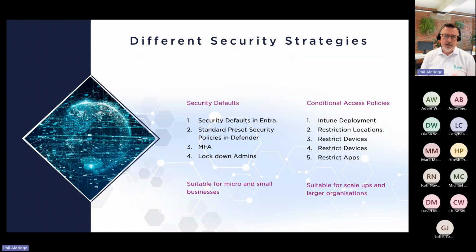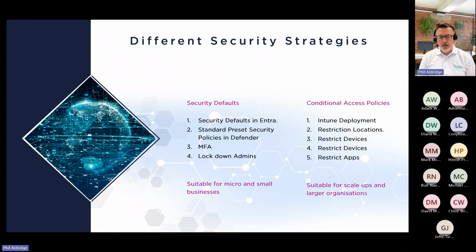So on the left-hand side, Microsoft provides you the ability to implement security defaults. You can set them in Microsoft Entra, you can set them in the Defender, you can enable multi-factor authentication, and you can lock down administrators. Those would be the 4 things that you can set and forget, and I would say that is suitable for micro and small businesses. And if you've got Microsoft Business Premium, you can do all of that.